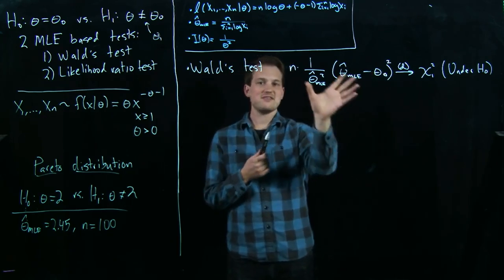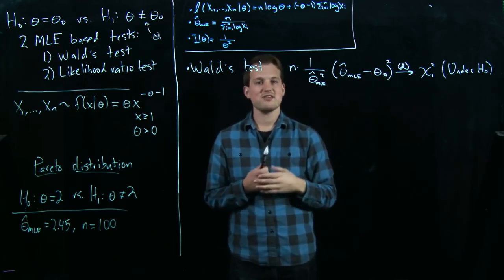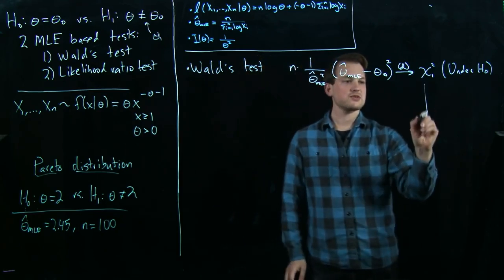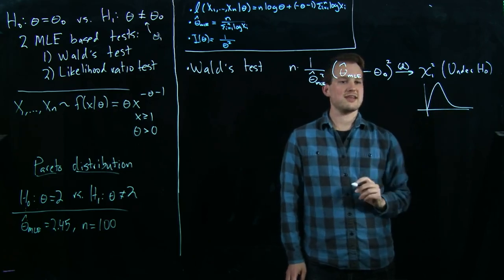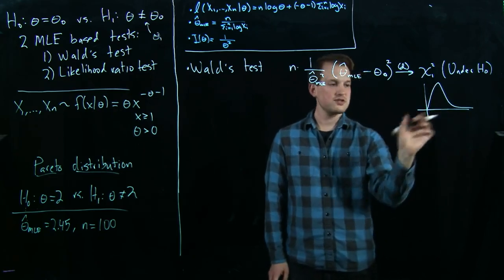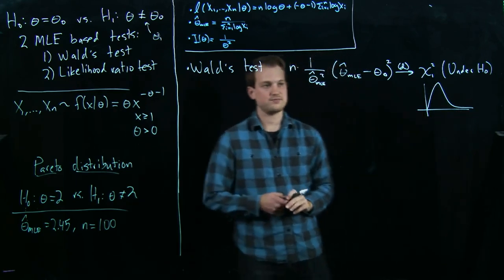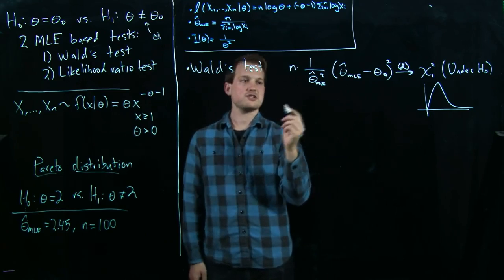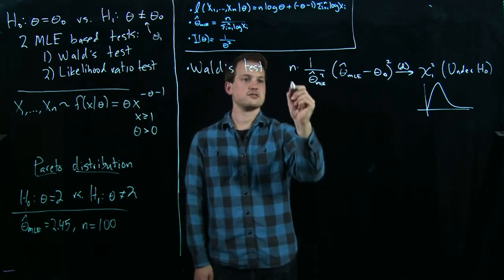So what this says is that if this quantity is very, very large, it would have low probability of having been generated by a chi-squared distribution. Remember that a chi-squared distribution is always positive, and it sort of looks like this, where there's a peak closer to 0, but as you go off to infinity, it goes off to 0. So our test in this case will be to reject the null hypothesis when this statistic is large.